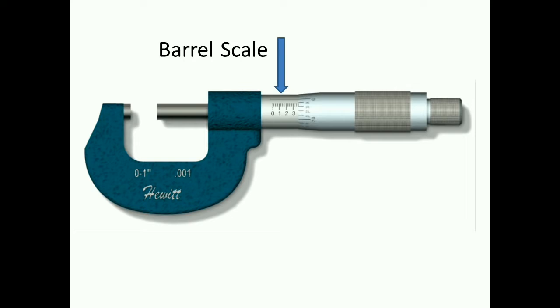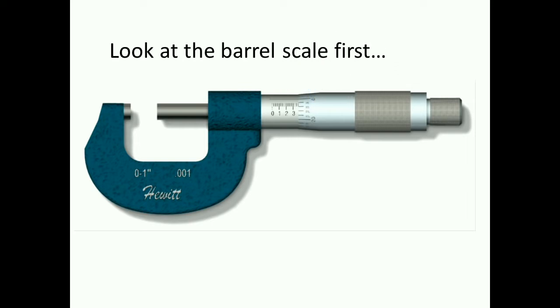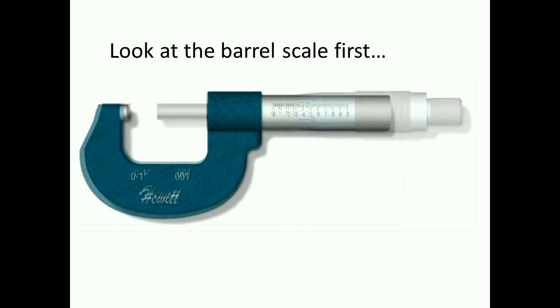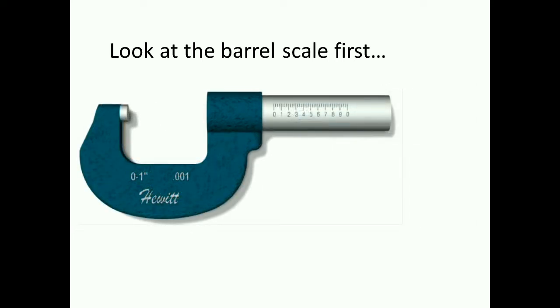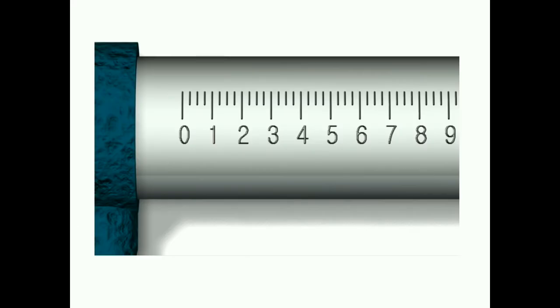Okay, so there are two scales to look at on a micrometer, the barrel scale and the thimble scale. We'll look at the barrel scale first. Here's the barrel scale up close. You'll notice that it's got some numbers across here and some tick marks. Now, if an inch micrometer is reading from, say, 0 to 1 inch, then this scale is tenths of an inch, but this would be a half an inch, so that's 0.5 or 0.500.